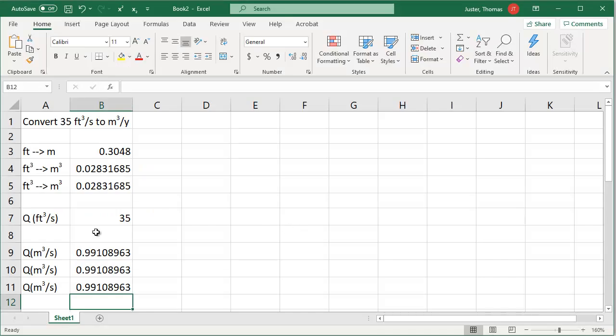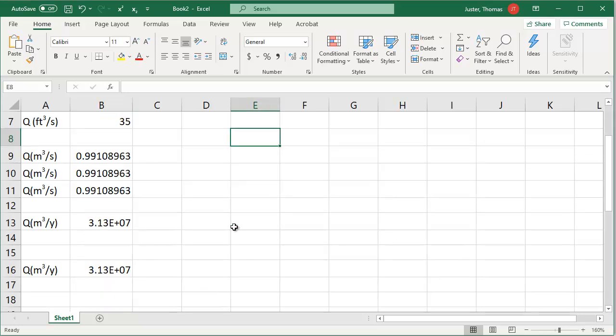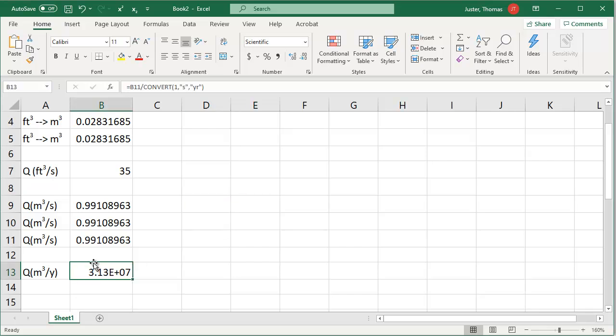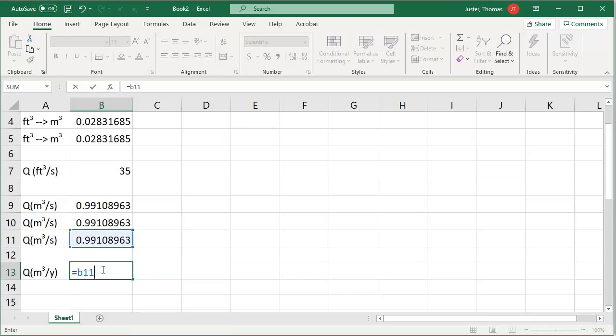So if I have cubic meters per second, there we did it three different ways, right? Let's say I want to do now cubic meters per year. I'll take any of these numbers here, and I'm going to divide it by the conversion factor from seconds to years. So let's just take equals B11, that's my number, in cubic meters per second.